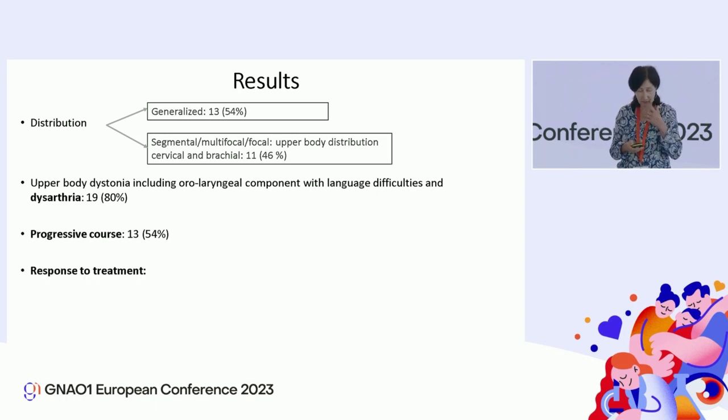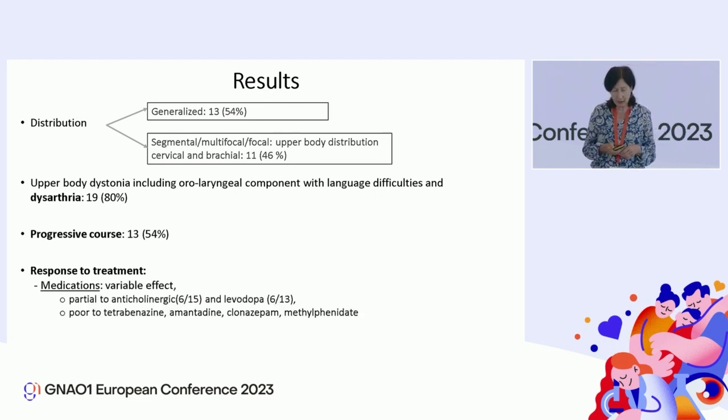What about the response to treatment? We use symptomatic medication, with a variable effect. The effect was partial to anticholinergics, 6/15, and levodopa, 6/13. And the effect was very poor to tetrabenazine, amantadine, clonazepam, and methylphenidate.